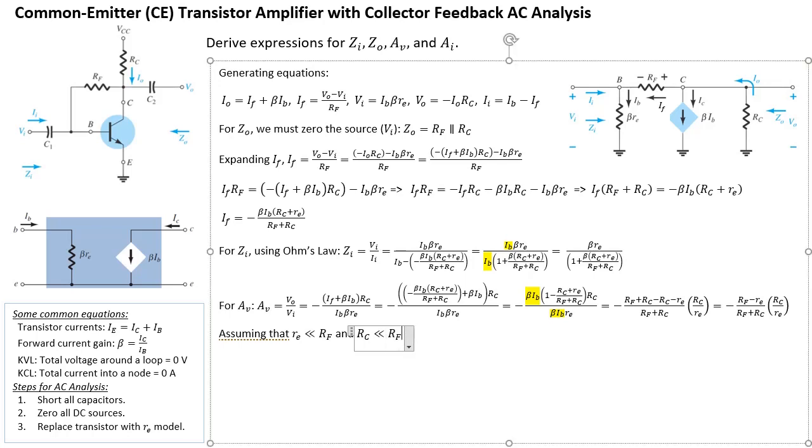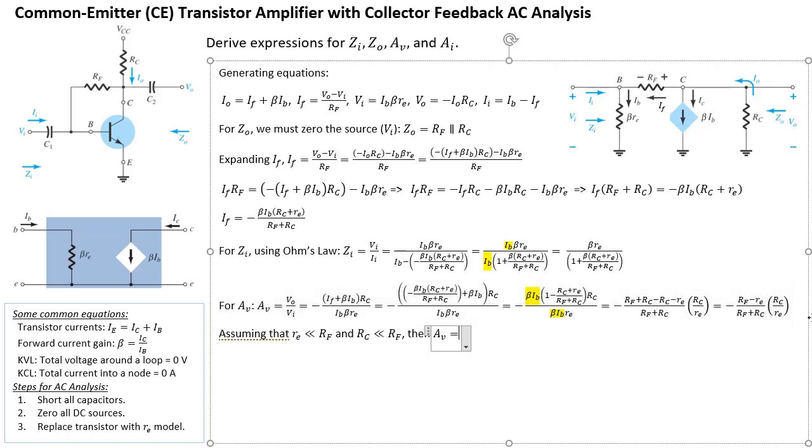So then you can write AV as equal to, okay, if RE is very much smaller than RF, that means this RE will disappear. So you just have negative RF over RF plus RC. But then if RC is even much less than RF, the RC will be insignificant. So then you're just left with RF over RF, which cancels out.